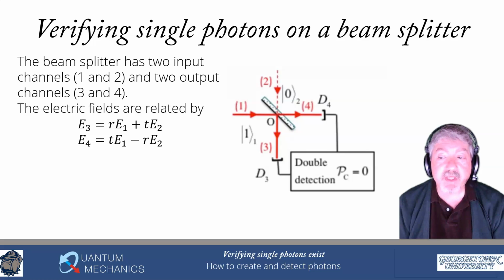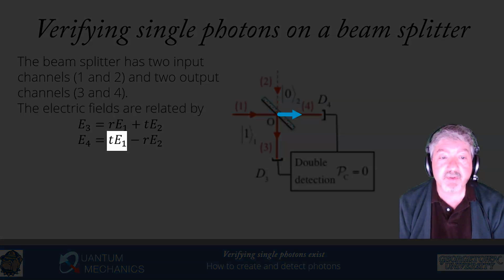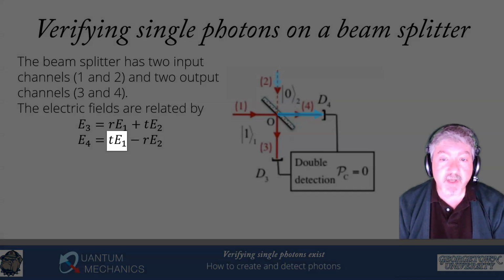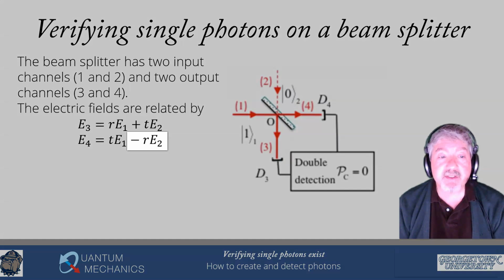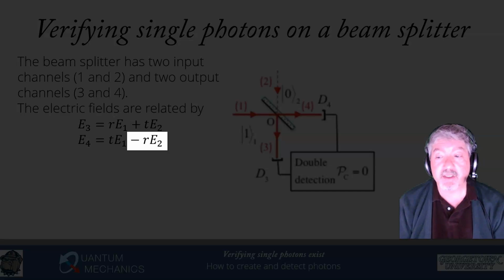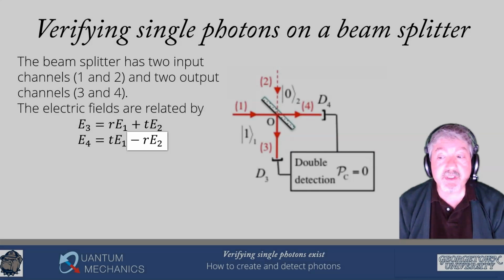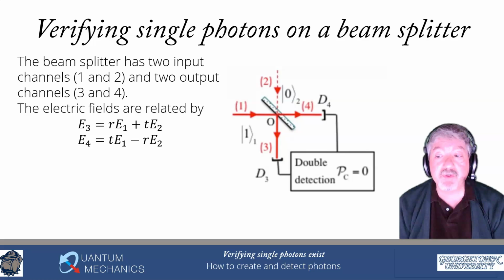And then when it goes out in the number 4 port, if it's coming from the 1 direction, it is transmitted, so that gets multiplied by that T amplitude. If it is coming from the number 2 port, it is reflected, but notice it's reflected by going through glass. And when we're reflected from inside glass, we have to add pi to our phase. That's the same as multiplying the amplitude by -1, so that it becomes minus R times E2. So these rules that I'm writing down here are just the rules we were using in Module 4 in working with the arrows.